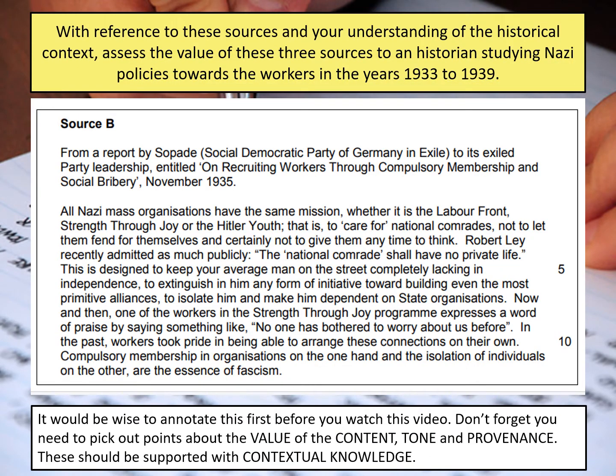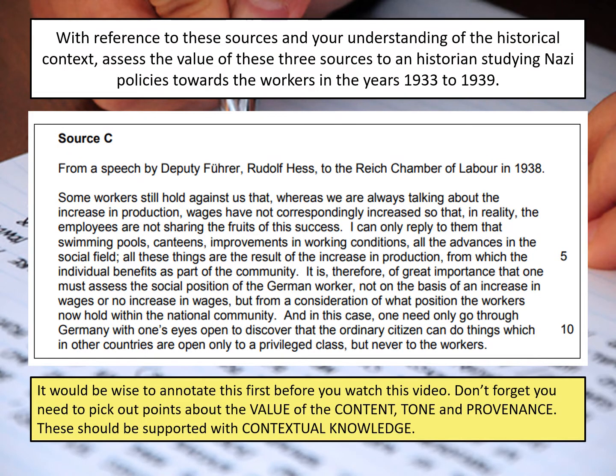Next we have source B. Same question again, same things to think about. Pause the video here if you want to make any notes about that one. And here we have source C again, but same question. Pause the video here if you want to make any notes.